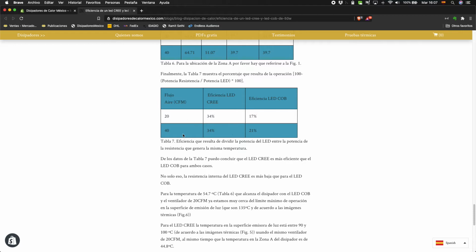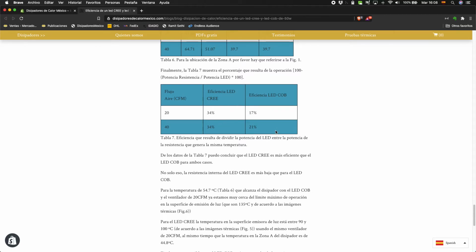The efficiency for both fans for the CREE LED that I got was 34%, pretty high. And for the COB LED, it differed between the two fans and it was lower than for the CREE LED: 17 and 21% for the 20 and 40 CFM fans respectively. This was a very expected result. I just wanted to quantify the efficiency.